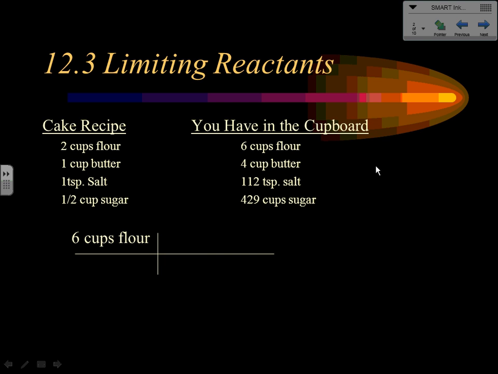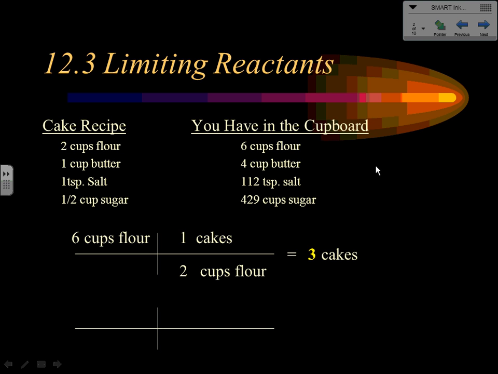I have 6 cups of flour, and I want to know how many cakes I can make. So I don't want cups of flour, I want cakes. And the recipe is going to tell me what the numbers are here. So remember, in any dimensional analysis, I need 2 equivalent numbers. The recipe says for every 2 cups of flour, I get 1 cake. So 2 to 1 looks like 6 times 1 divided by 2. I can make 3 cakes from that much flour.